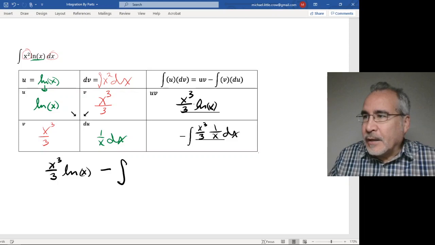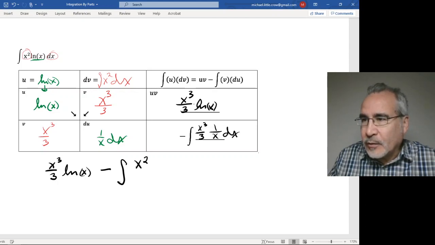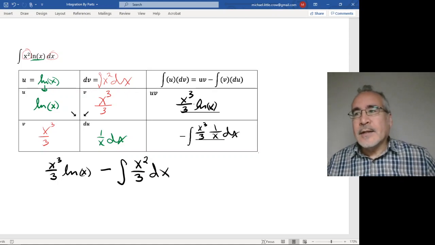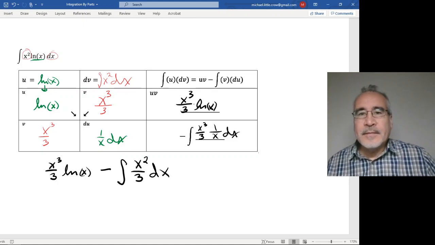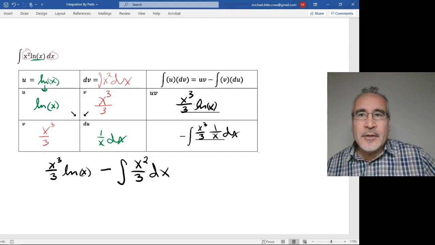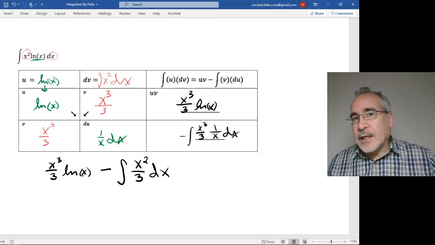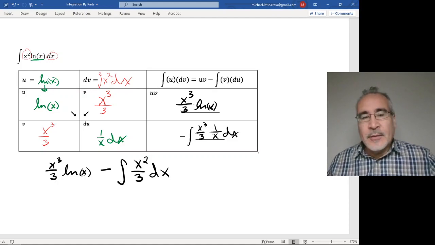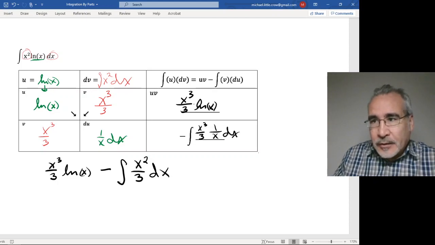The integral, now I'm going to simplify this a little. This is x to the third and x down here, so the x cancels, so this is going to become x squared over 3 dx. Now notice again, this last part is a straightforward integration. It's just a polynomial. We add 1 to the exponent and divide by that new exponent. So the front part is done.